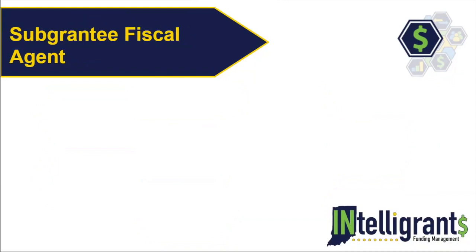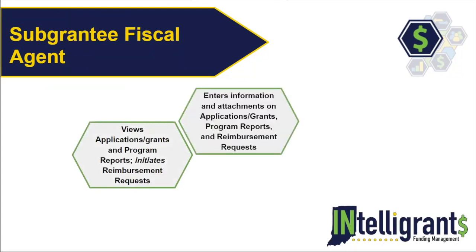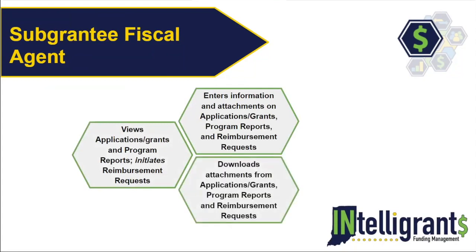Next, we have the subgrantee fiscal agent. This is a role intended for the district treasurer or administrator handling the financial side of grants. This role has permissions to do the following: view grant applications and program reports, but must be the one to initiate a reimbursement request. Similarly to the previous roles, the fiscal agent can enter information and attachments as well as download anything from grant applications, program reports, and reimbursement requests. And finally, the fiscal agent will also be able to sign grant contracts as needed.